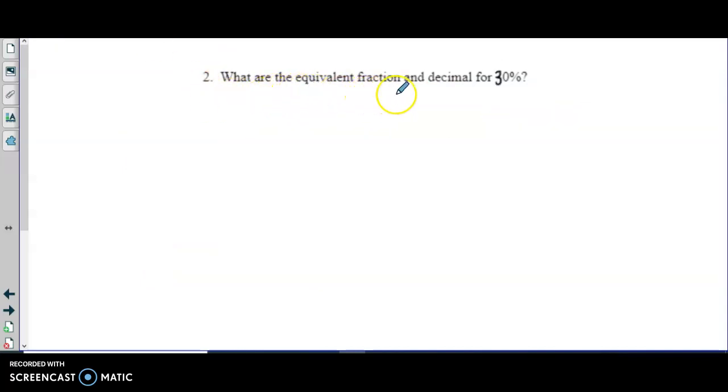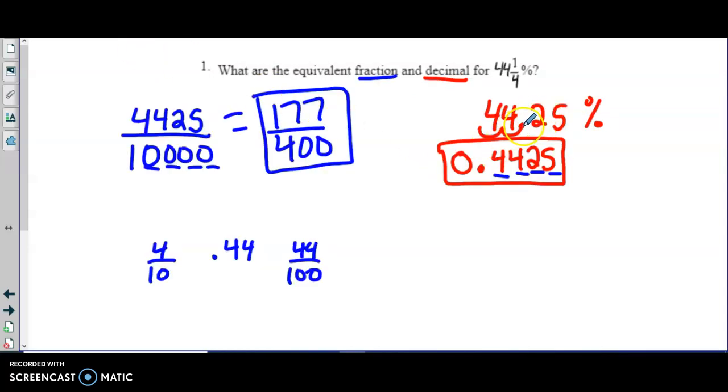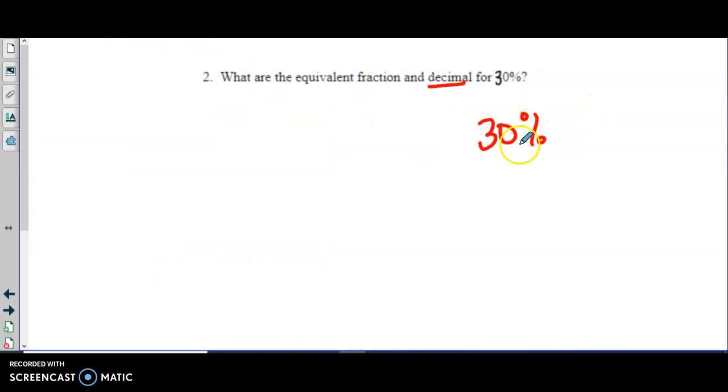What are the equivalent fraction and decimal for 30%? Okay, so first I'm going to change my percent to a decimal. When I have a percent and I want to change it to a decimal, I have to move it 2 times. Now we don't see the decimal here. Like in the last problem, we already had the decimal was right there. If you don't see the decimal, it's understood to be at the end. So I'm going to put it there and then I'm going to move it 2 times.